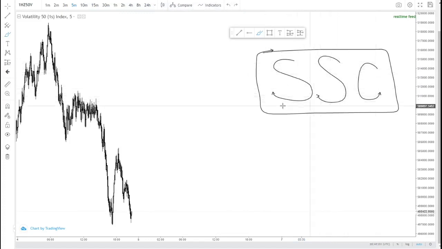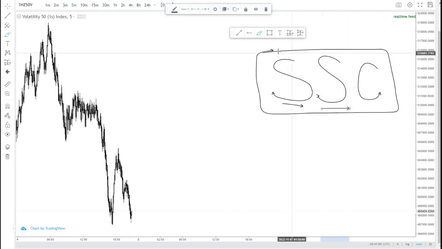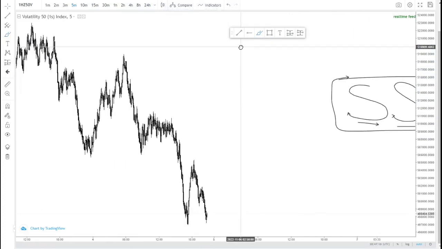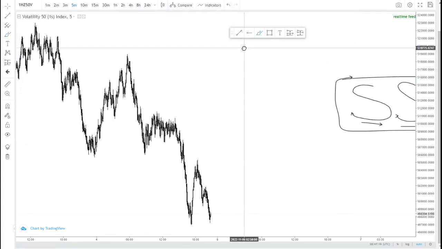What we're going to be using today are these two major things, right? Which is structure and S&D, supply and demand, right? The confirmation part, this is what we'll leave out today, based on this scalping strategy that I've come up with.